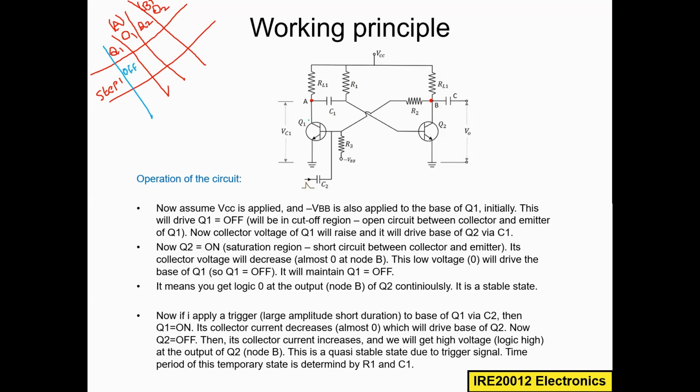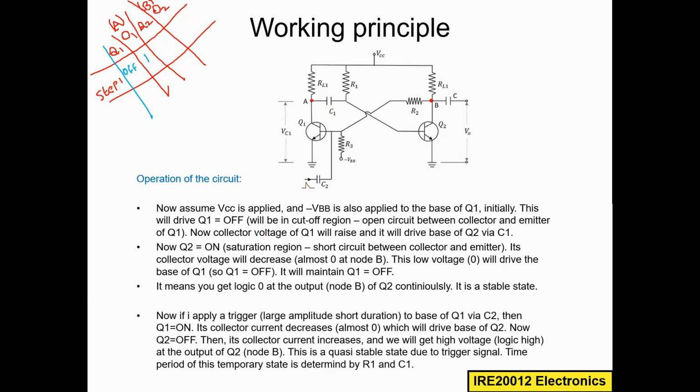If Q1 is off, then this transistor is in the cutoff region. It means open circuited, right? If it's off, it means open circuited. So whatever voltage comes from this VCC will accumulate at node A. So this will be logic 1, so the output here is logic 1.